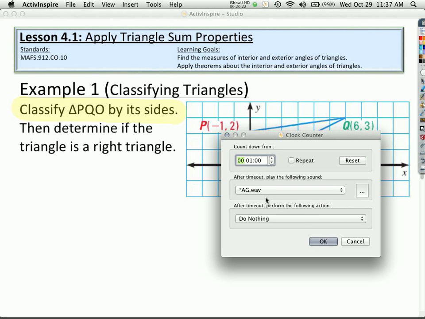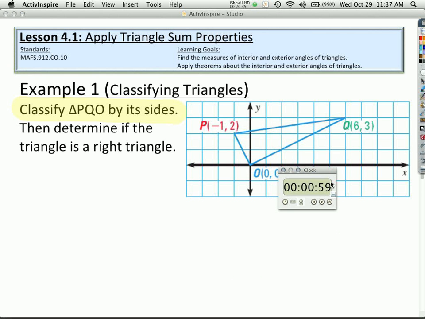You have 1 minute to talk with your teammates to try and come up with a way that we could prove whether this is scalene, isosceles, or equilateral. 1 minute team talk, see if you can figure out how to prove it.